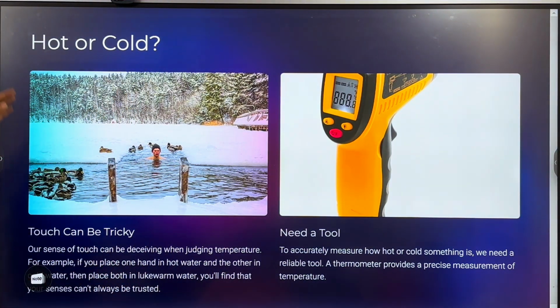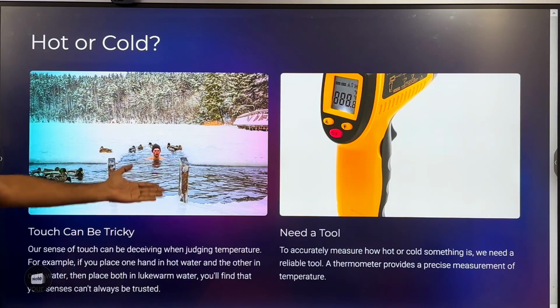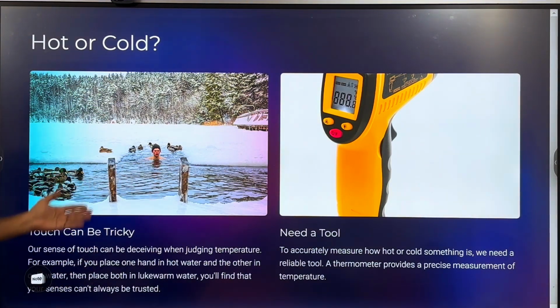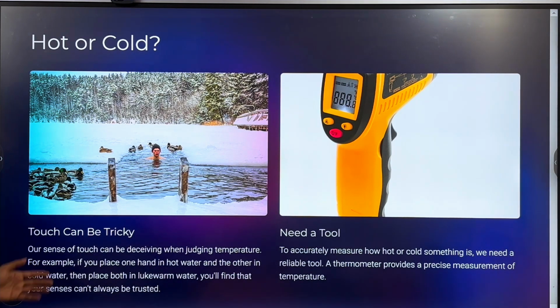Now you see, here one person is bathing in cold water. So touch can be tricky. Our sense of touch can be deceiving when judging temperature. For example, if you place one hand in hot water and one in cold water, then place both in lukewarm water, you will find that your senses cannot always be trusted.